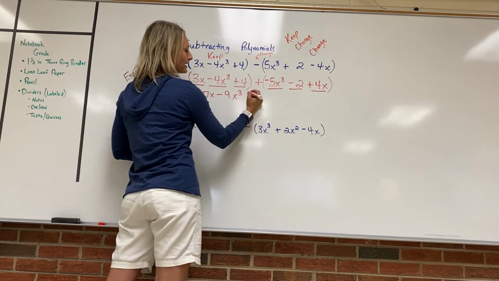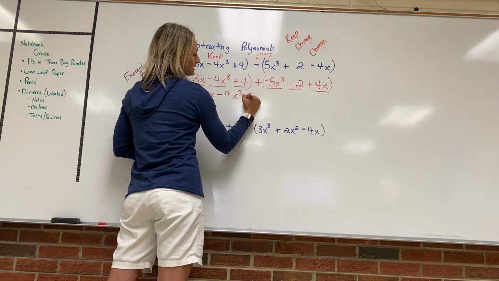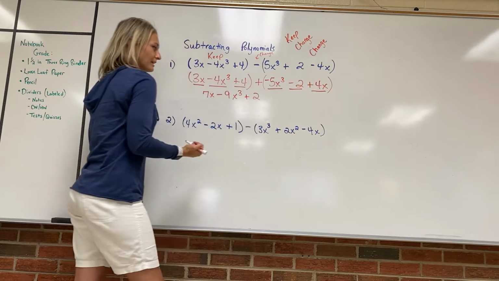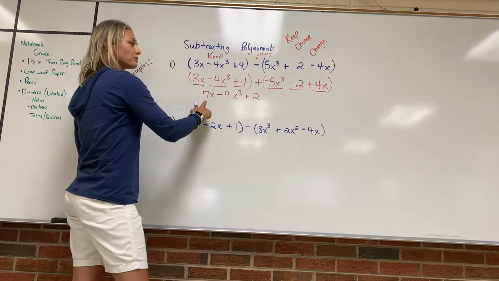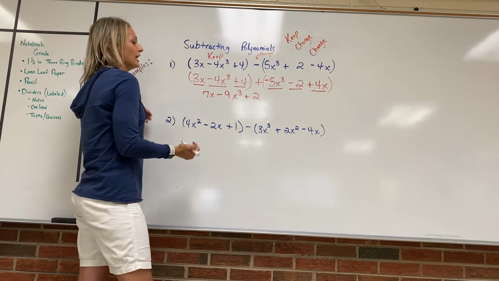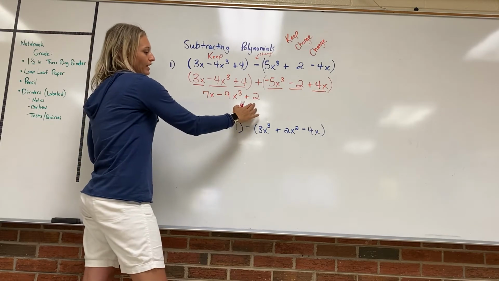So that's like 4 minus 2. So that ends up being a +2. And then make sure you didn't miss anything. And then after that, remember, you have to look at your polynomial or your expression, and you have to make sure that it's in standard form.